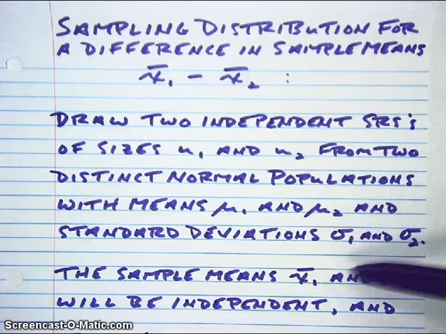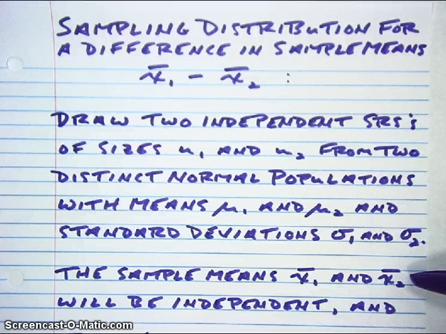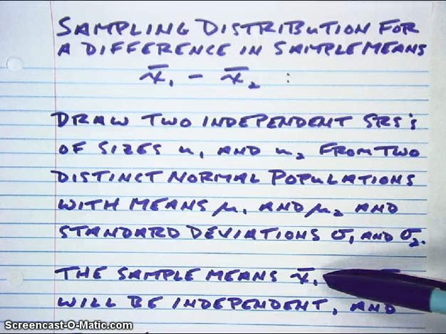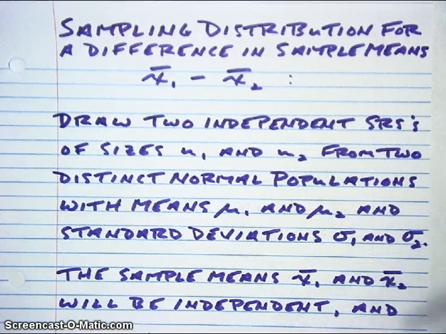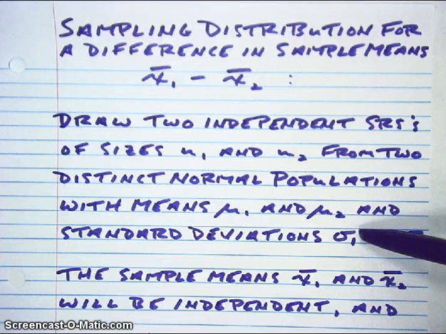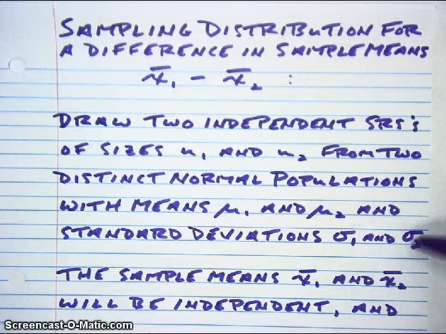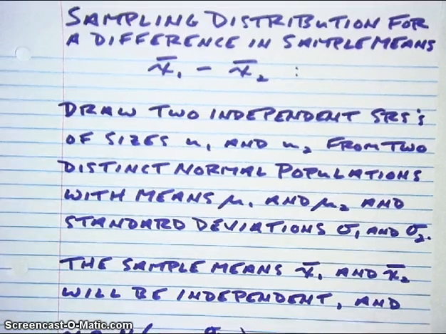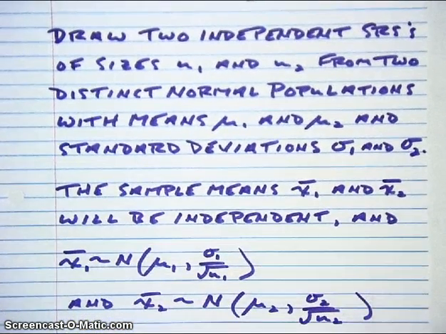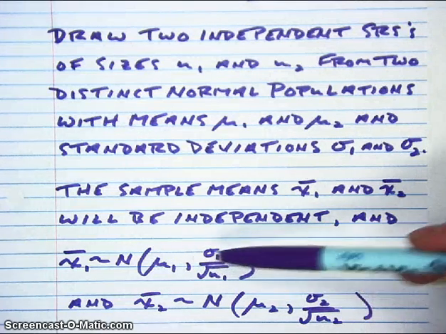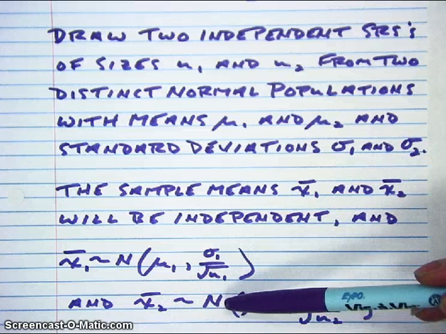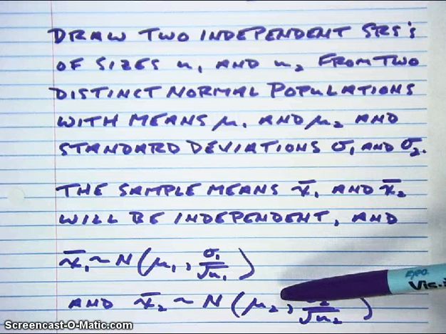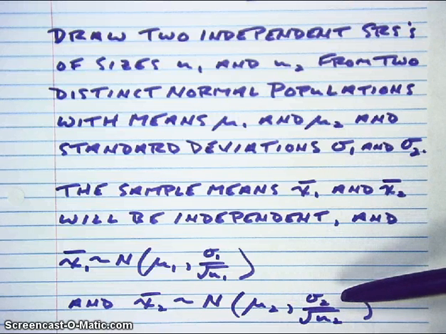If the populations are normal, then x1 bar and x2 bar will both be normally distributed. Since they are unbiased statistics, their means will be equal to mu1 and mu2 respectively, and their standard deviations will be equal to sigma 1 divided by the square root of n1 and sigma 2 divided by the square root of n2 respectively. So x1 bar is normally distributed with a mean of mu1 and a standard deviation of sigma 1 over the square root of n1, and x2 bar is normally distributed with a mean of mu2 and a standard deviation of sigma 2 over the square root of n2.